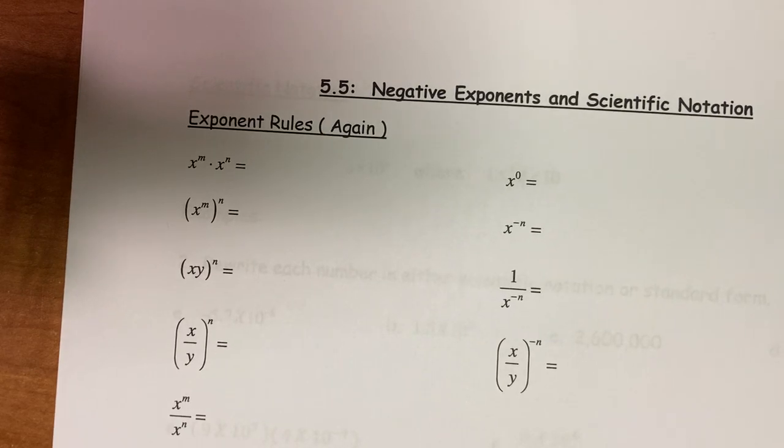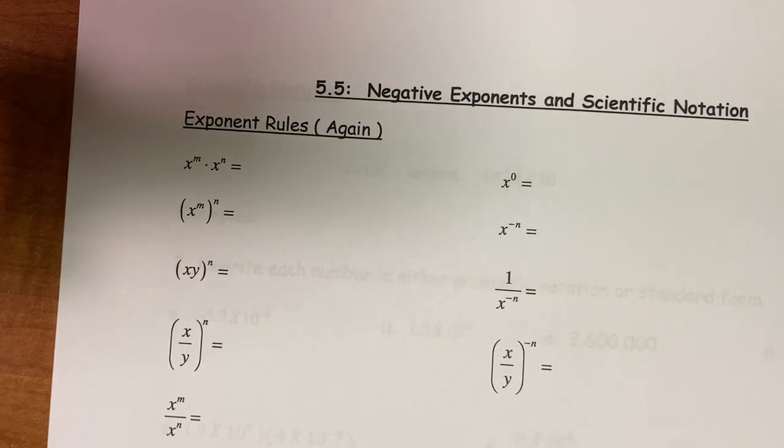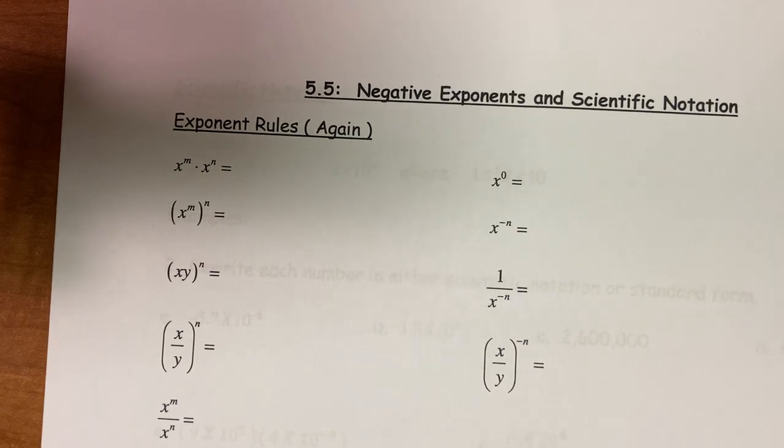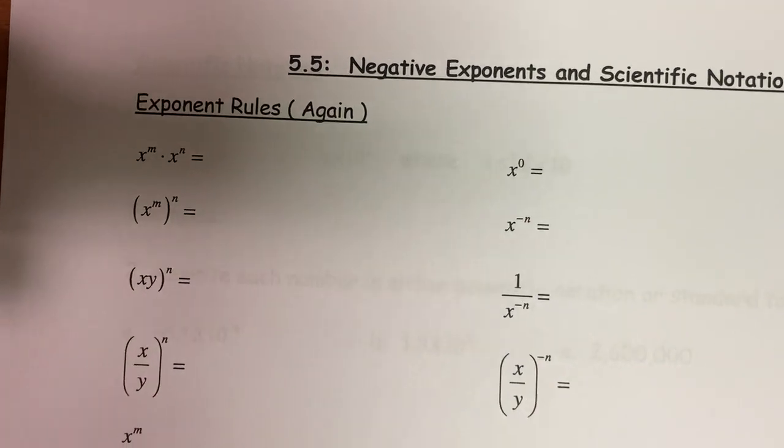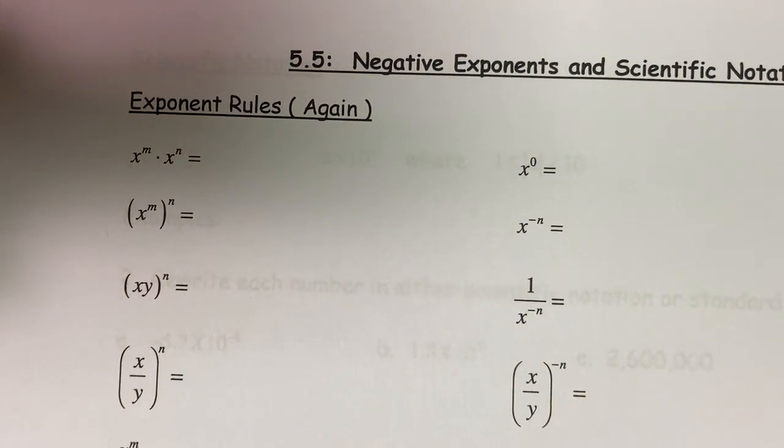All right, here are the notes for 5.5. So now we're going to be talking about negative exponents, and at the end we're going to do a little bit with scientific notation. So just really quickly, here are our exponent rules again. And then we're going to add the two negative exponent rules.